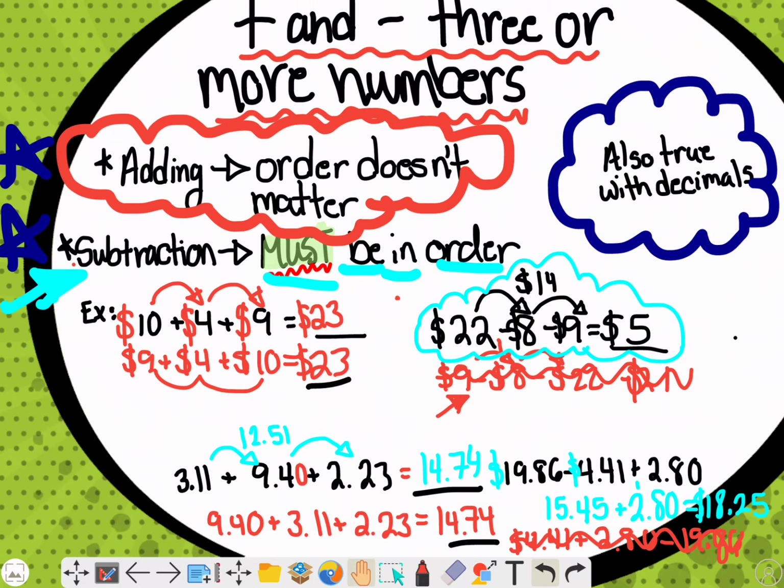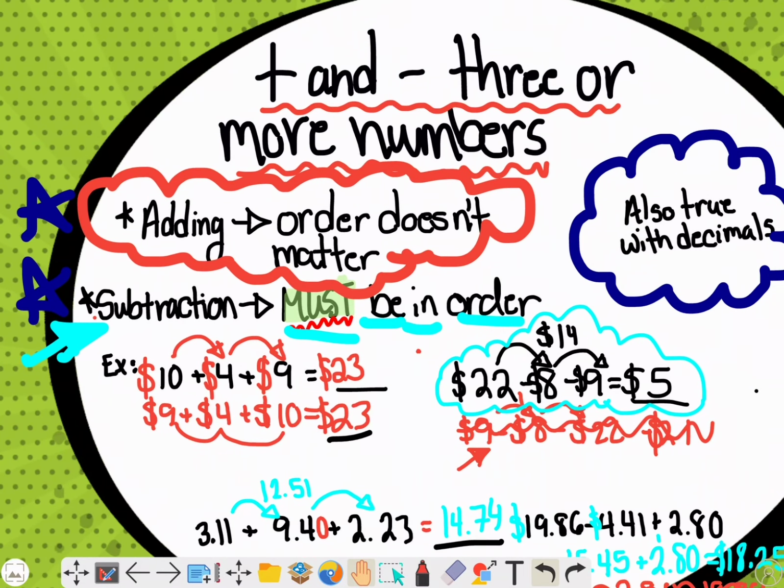So if you're adding, you can do it in whatever order you want. But if you're subtracting, it must be in the correct order.